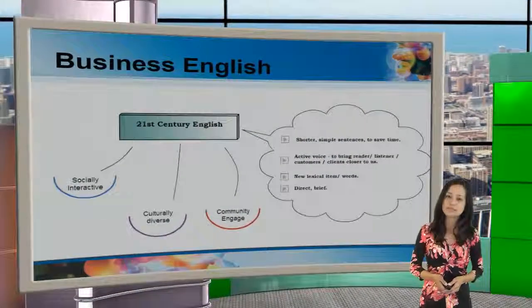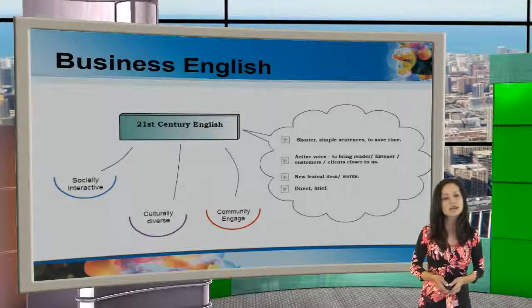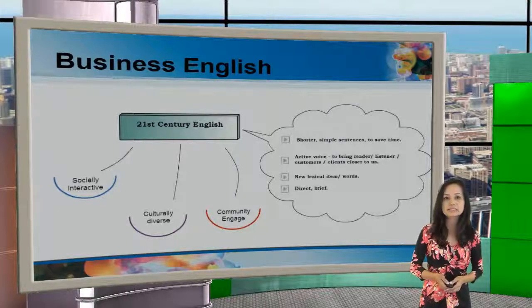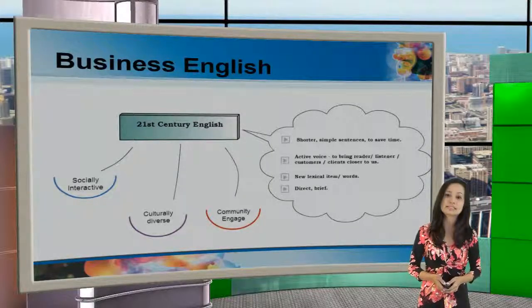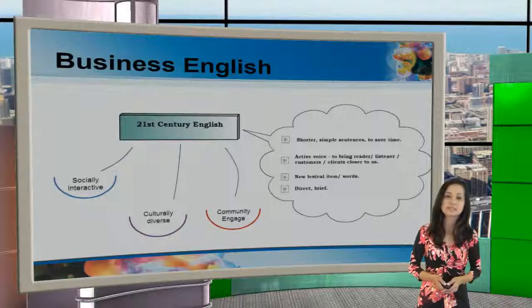I'll move on to 21st century English. Today, the English we use is socially interactive, culturally diverse, and community engaged. By saying that, the language we use is now shorter, simpler, and easier to understand. We also use a lot of active voice to bring the listeners and the readers closer to us. Nowadays, we also have new lexical words and items, and we have to be brief and direct.